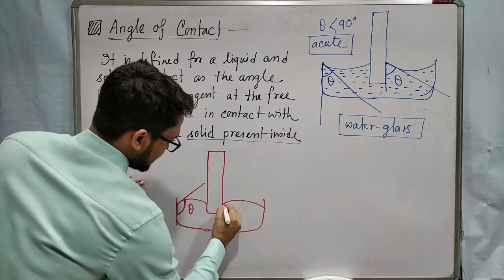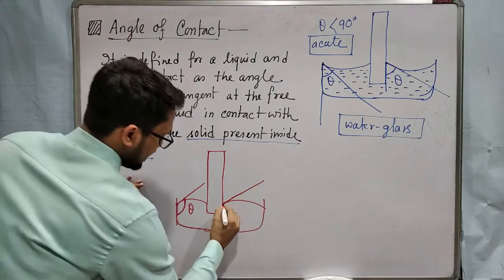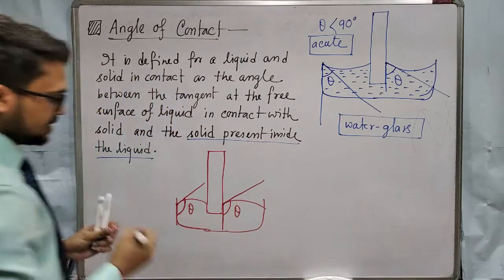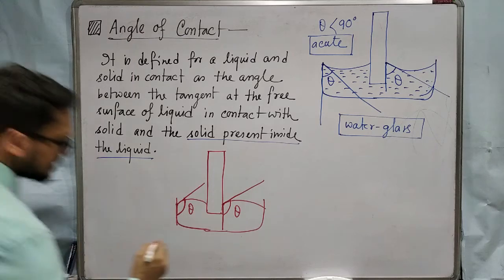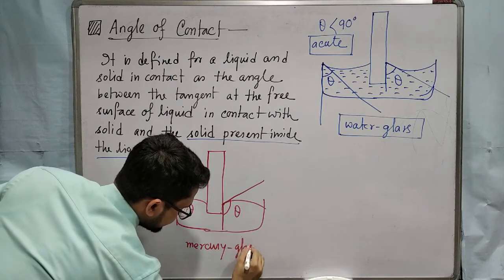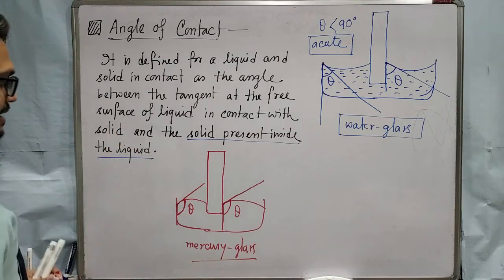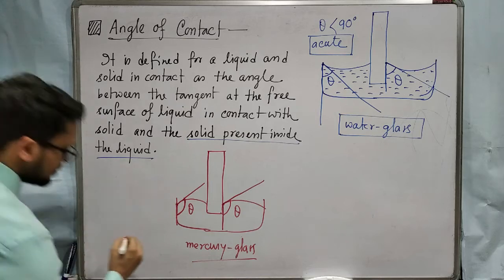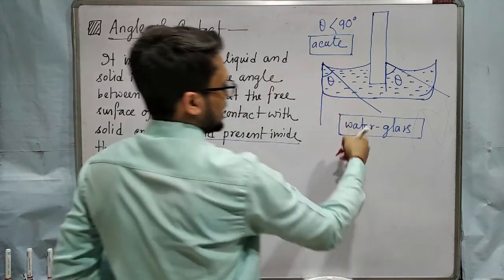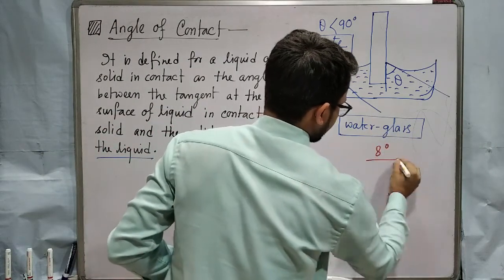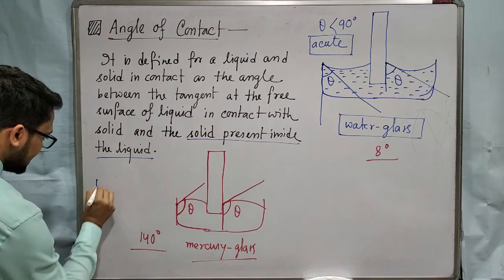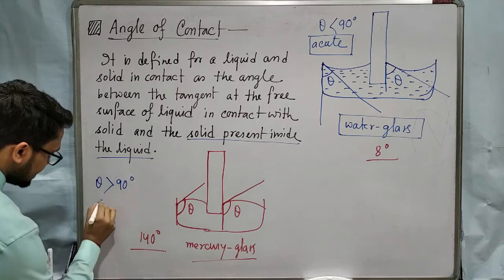If you want to draw at this point, draw the tangent, and this is the solid present inside the liquid. So this is the angle of contact. Clear? So this is basically for mercury glass. For mercury glass, this angle of contact is almost 140 degree, and for glass water, it is almost 8 degree. Here you can see that this theta is greater than 90 degree in this case, or you can say it is obtuse.